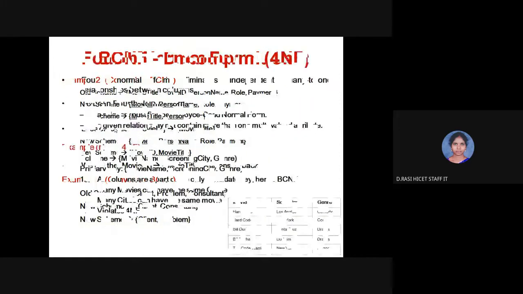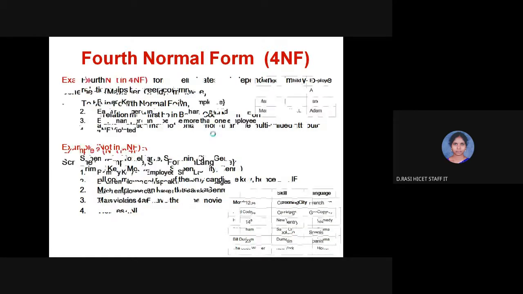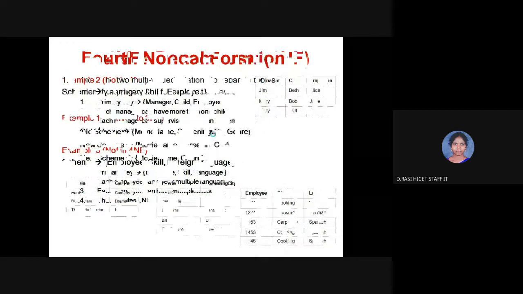So coming to the fourth normal form, this eliminates any independent many-to-one relationship between the columns. So what I'm going to avoid in fourth normal form is the many-to-one relationship. For example, we'll take a movie name, with screening cities Los Angeles and New York. So multiple many-to-one relationships should be avoided in fourth normal form. We'll take an example.